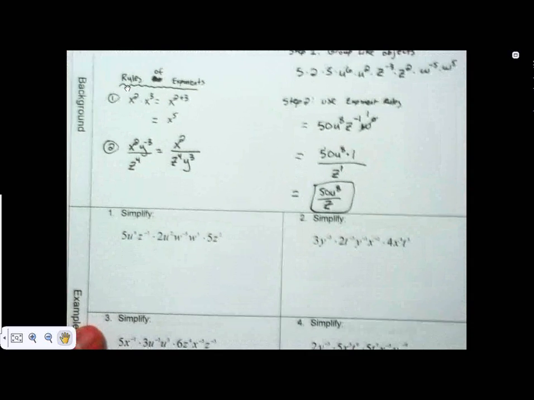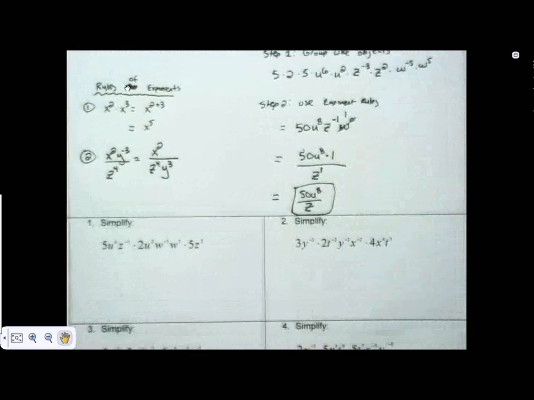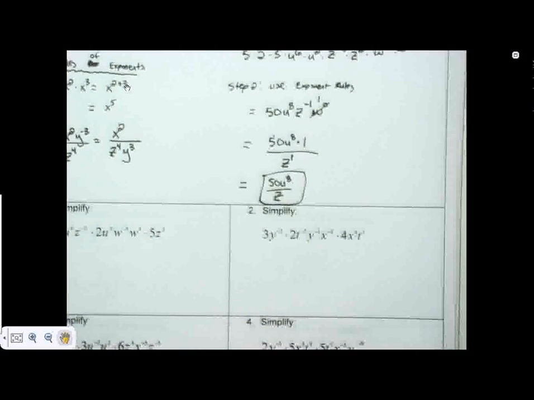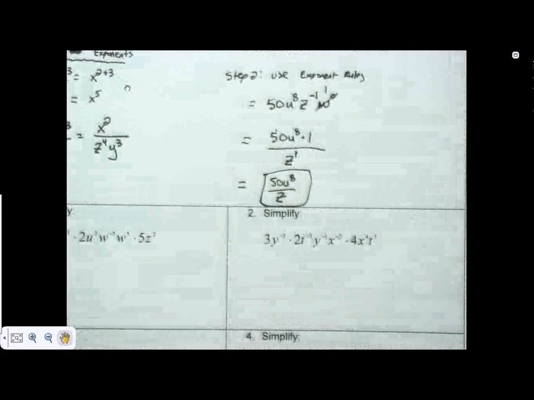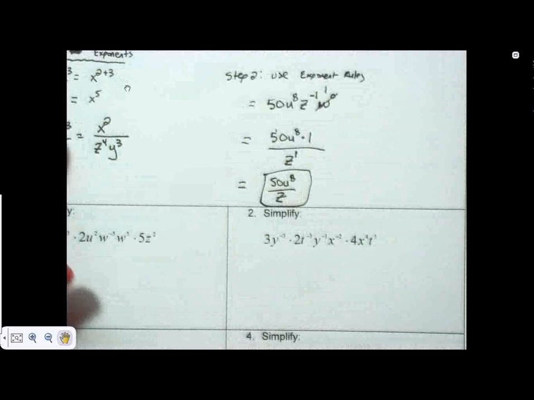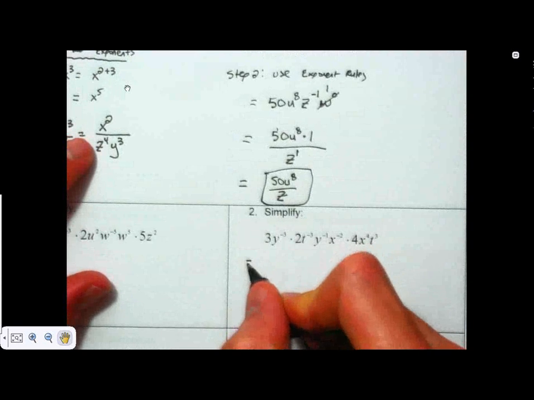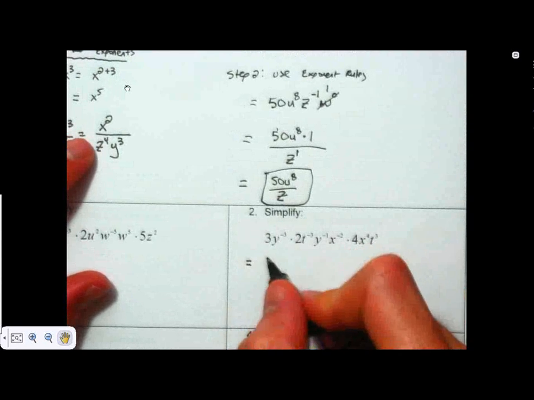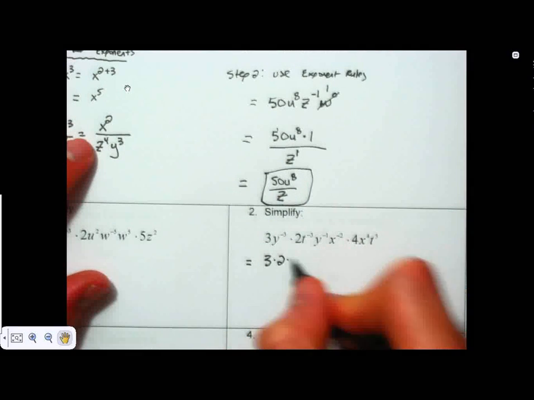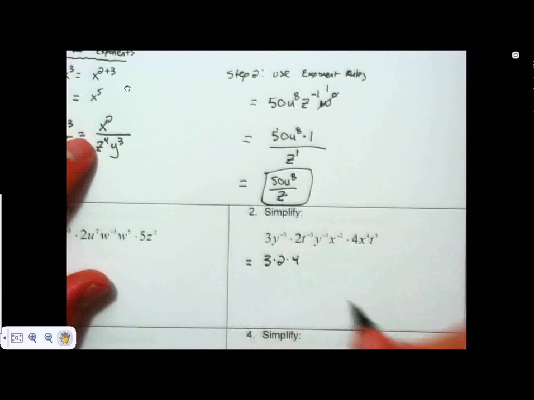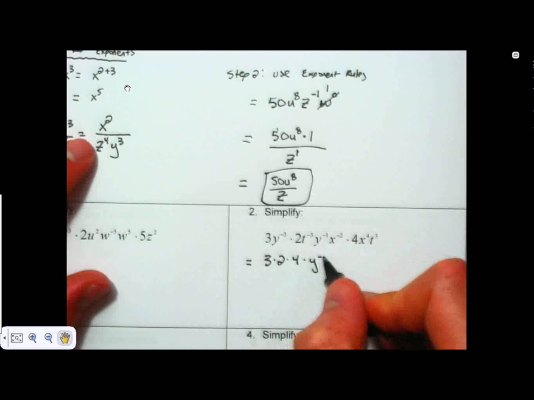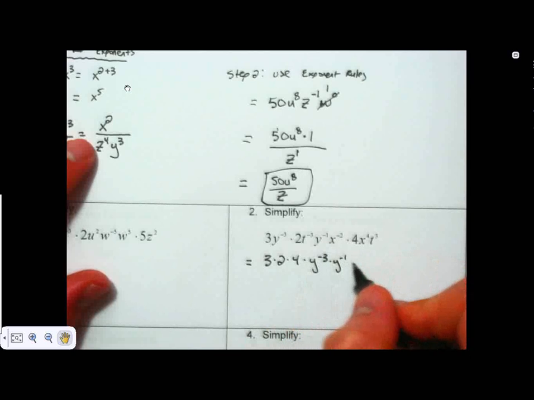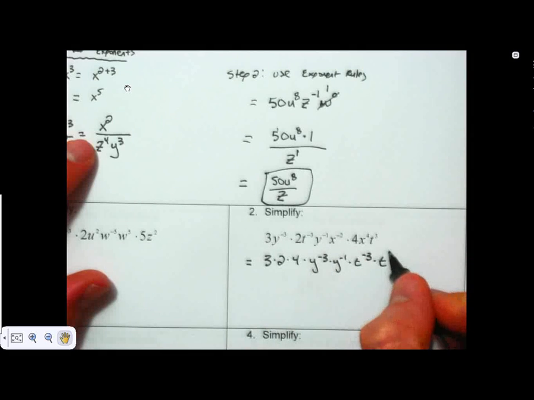Alright, I want you to try number 2. Pause the video, and then restart it after you've given it a try. So number 2, it's a similar story. I first put the numbers together, so I've got 3 times 2 times 4. Then I'm going to do the y's. Then I'm going to do the t's. Then I'm going to do the x's.